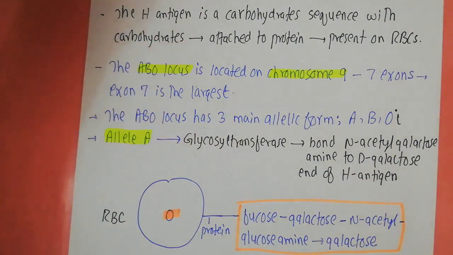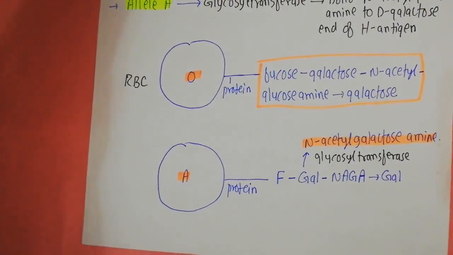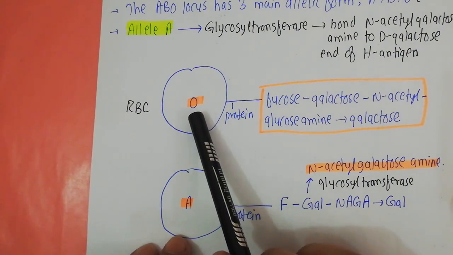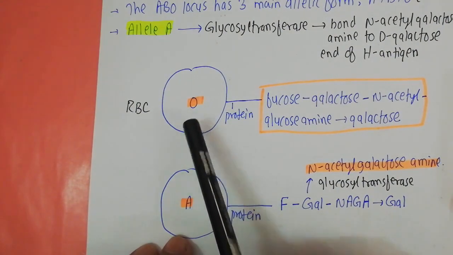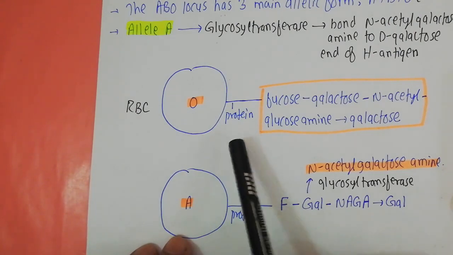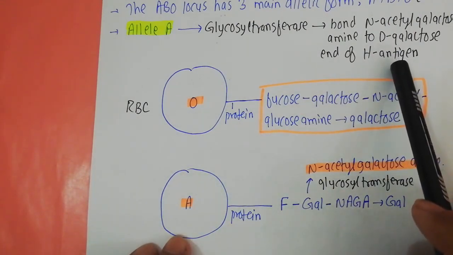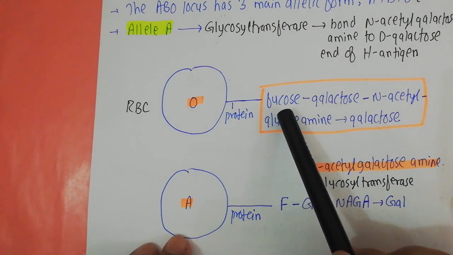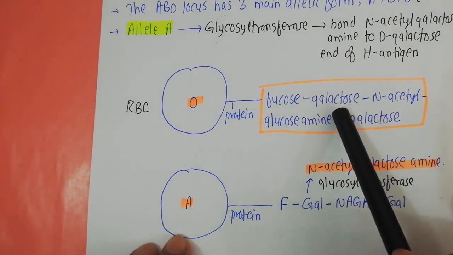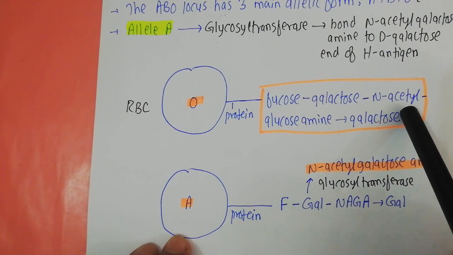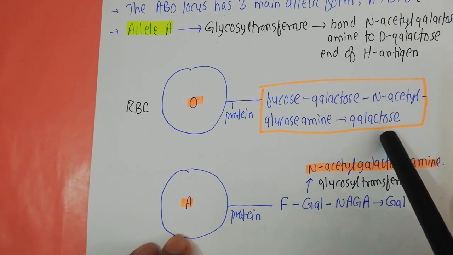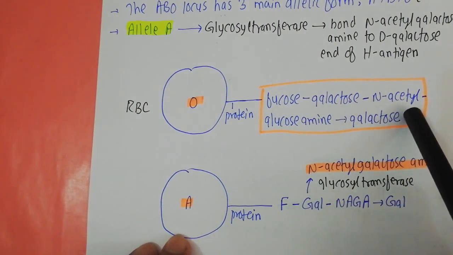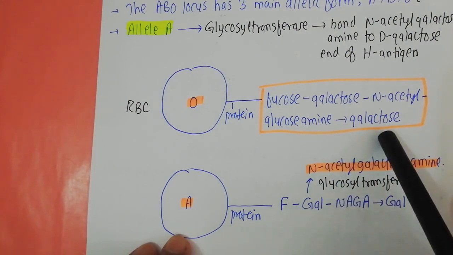Now, if you look at the surface of the red blood cell, for example, this is a red blood cell of an individual having the O type of blood. If you look at the sequence of the H antigen, as I've told you, the H antigen is a carbohydrate sequence. So what is the sequence of this H antigen? It has a fucose, which is attached to a galactose, which is attached to an N-acetylglucosamine, which is attached to a galactose. So this is the sequence of the H antigen: fucose attached to galactose, attached to N-acetylglucosamine, and then a galactose.